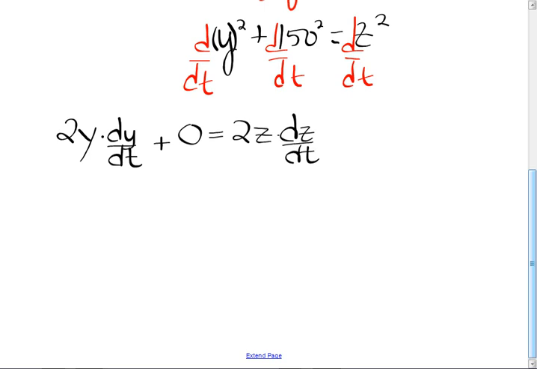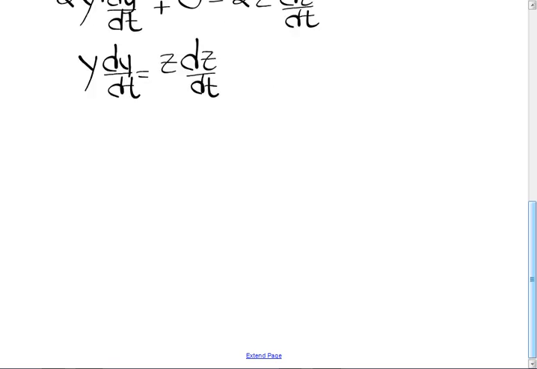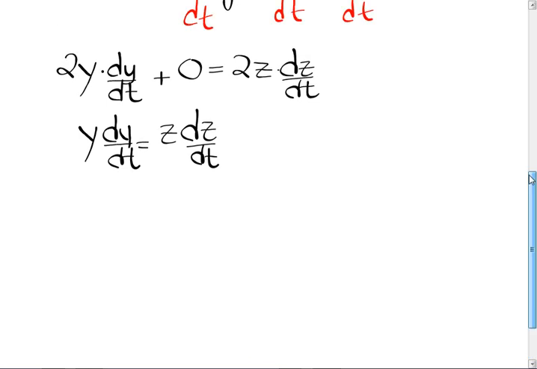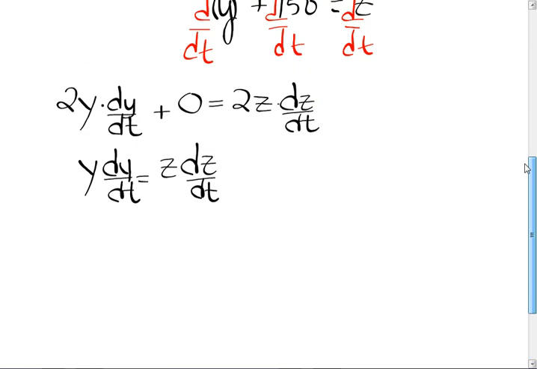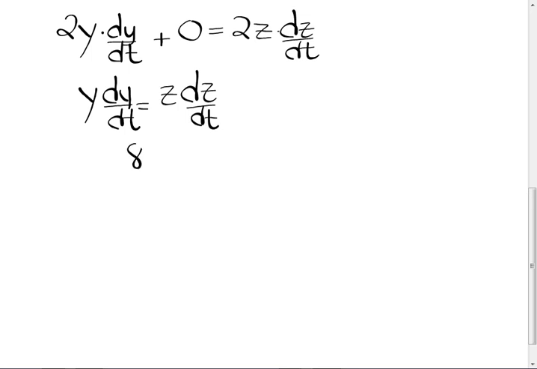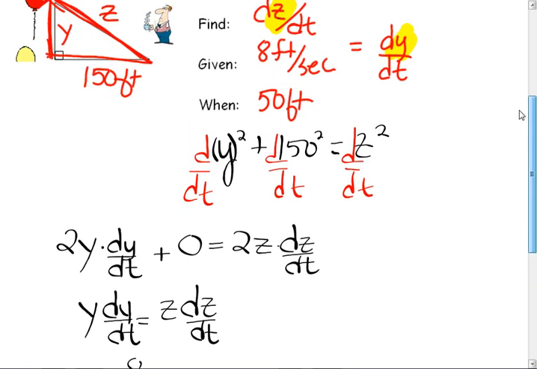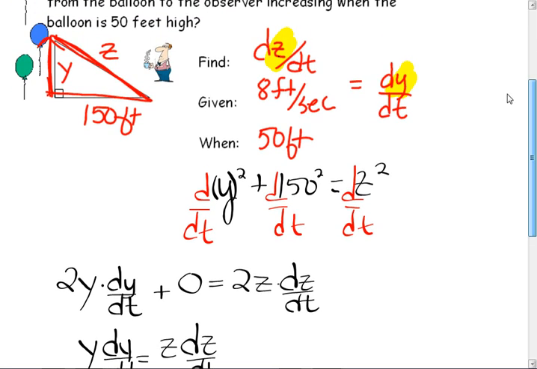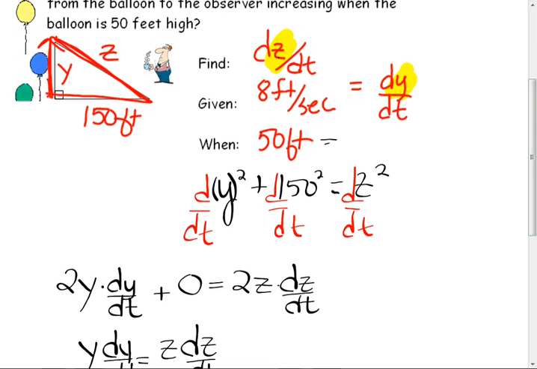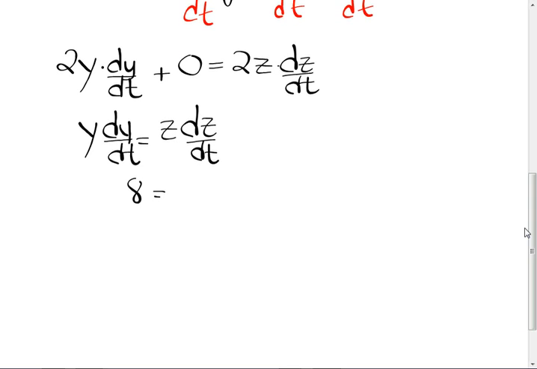I like to simplify what I can. I can divide both sides by 2, because I like to keep things as simple as I can. Okay, guys? Now, what do I know here? I know a bunch of stuff. I know dy dt is 8. I want to find what? dz dt. Hey, what's the 50? That's y. I divided by the 2's, so I got rid of them. So y was 50, right?